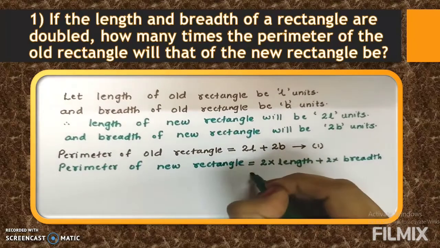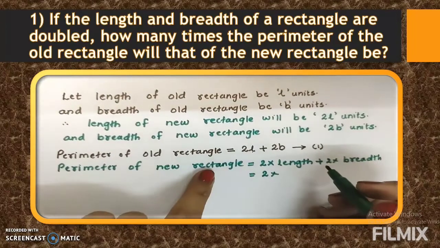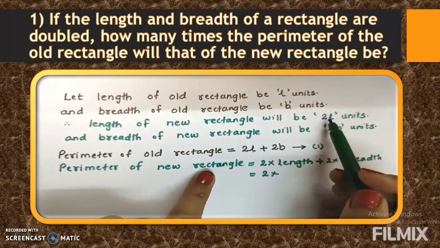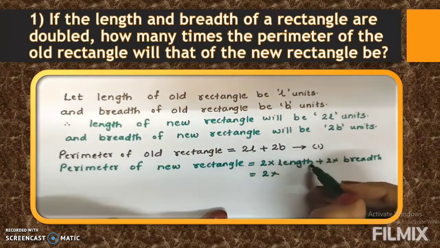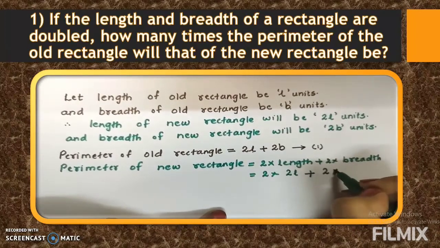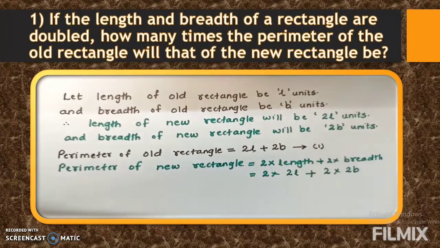Now we will substitute the values. 2 into length. Now this length we are talking about is the new rectangle. So we will see the statement. Length of new rectangle we took 2L. So for length we will write 2L plus this 2, we will write same for breadth. Breadth is how much? 2B. So we will write 2B.